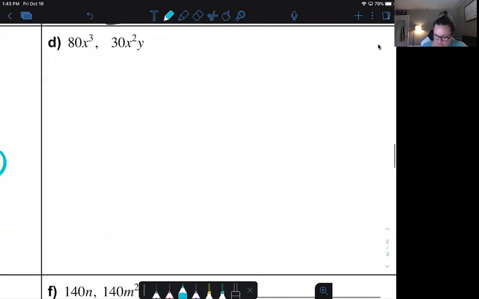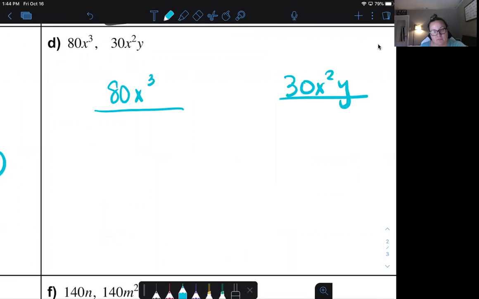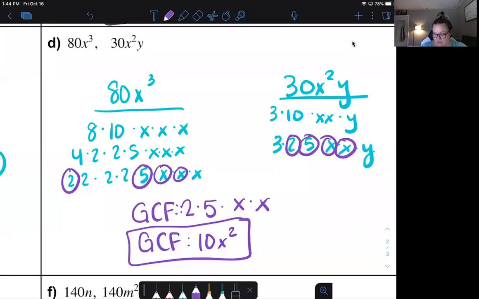All right, part D. So find the prime factorization of 80x cubed and 30x squared y. Pause the video and then press play when you're ready to check your work. Go for it. So for this GCF, I got 10x squared.